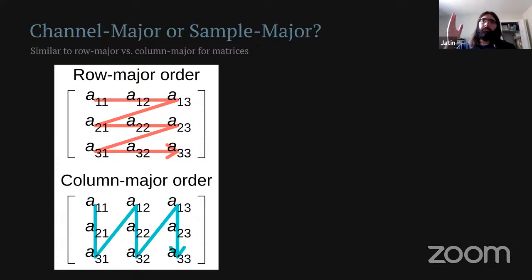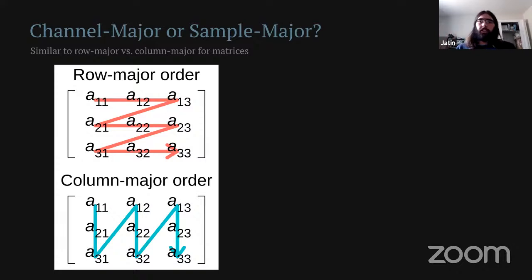So if you want to do a row major matrix, then the first 3 numbers in the array would be A11, A12, and A13. So you would go across the first row, then you would go to the next row and do those 3, the next row and do those 3. On the other hand, if you want to do column major ordering, the first 3 numbers would be going down the first column and then going down the second column and so on.